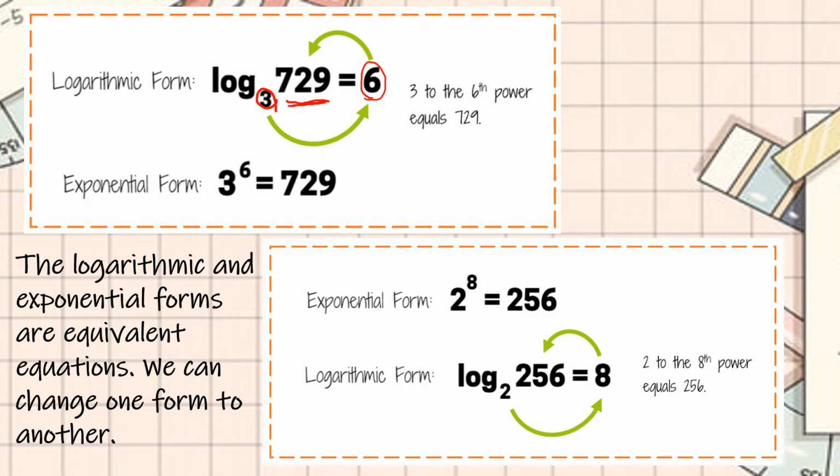Okay, so next, exponential form to logarithmic form naman. So sa exponential form, we have 2 raised to 8 equals 256. So ang base natin dito ay si 2. Then the exponent ay si 8. Then equal kay 256. So logarithm of 256 with the base of 2 equals 8.